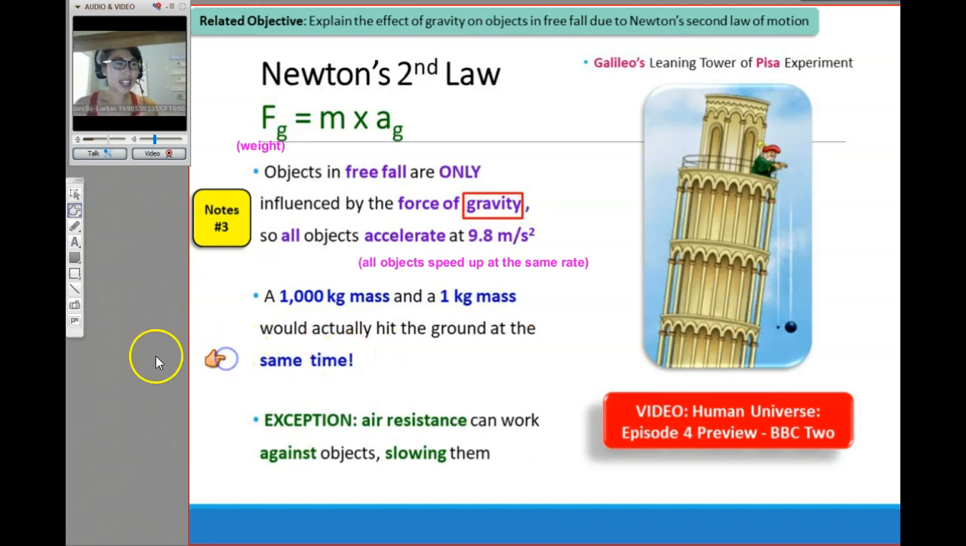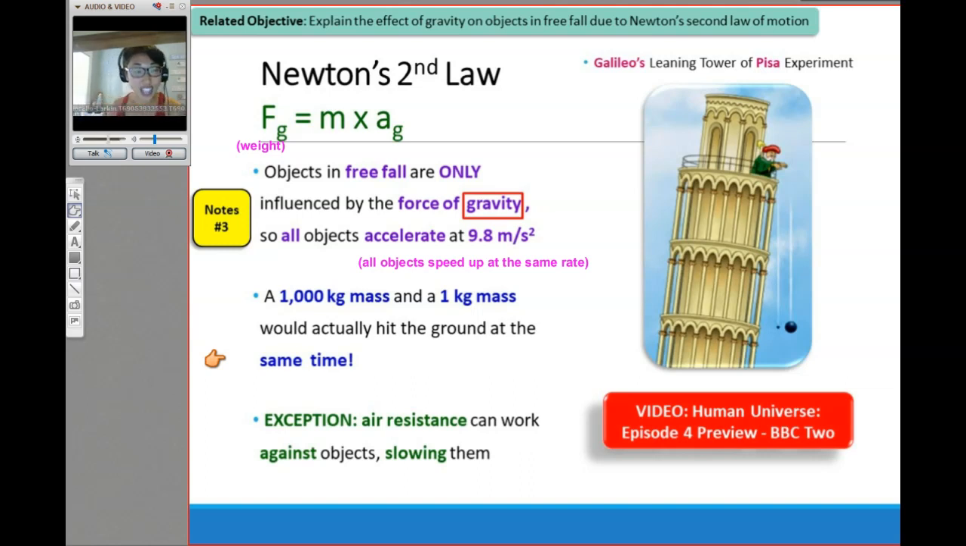The problem is, though, think back to our question that we started off with in class. Do bowling balls and feathers actually hit the ground at the same time? One has a lot of mass, one has very little mass. Do they hit the ground at the same time? No. And why do you think that they don't hit the ground at the same time? What do you think is causing feathers to not actually hit at the same time, even though they should, according to this idea?